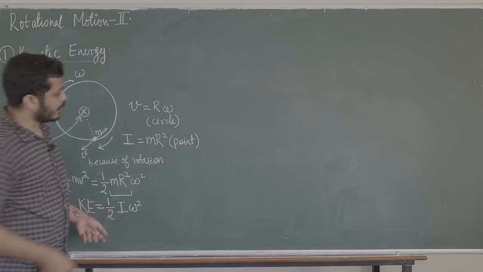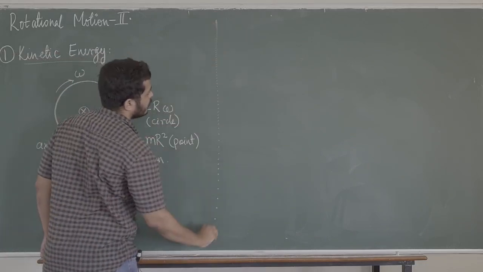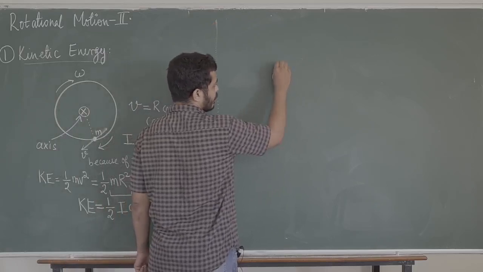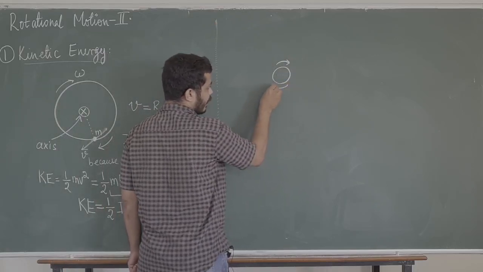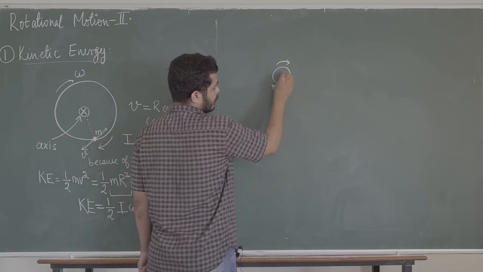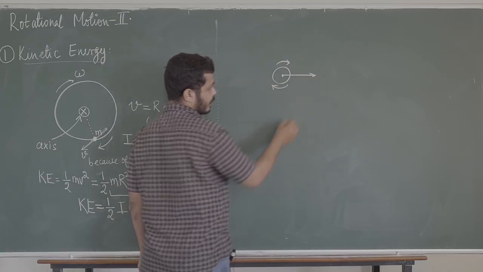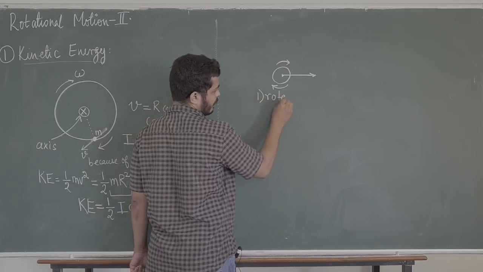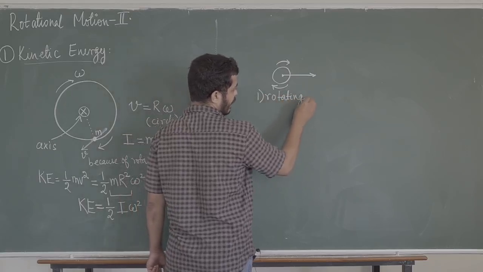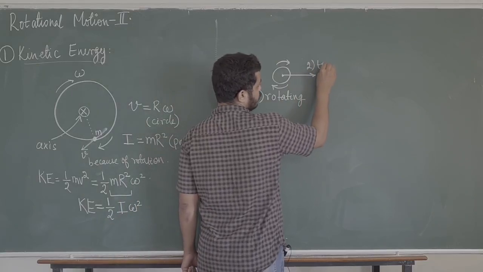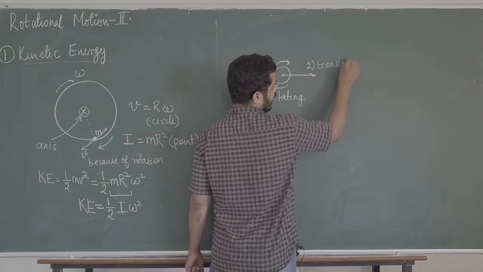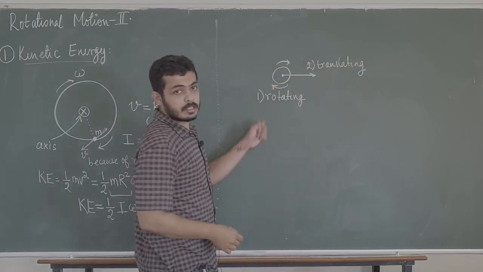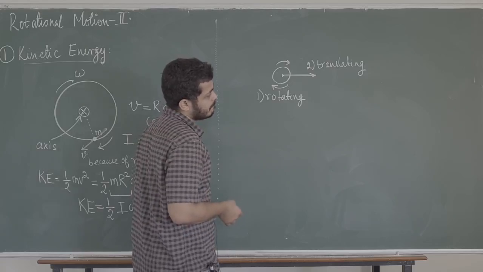Now let's take another situation. Imagine that there is a particle that is rotating. In addition to the rotational motion, the particle is also moving in a straight line. There are two kinds of motions happening at the same time: first, the particle is rotating, and second, the particle is also translating. What is the total kinetic energy of something like this?